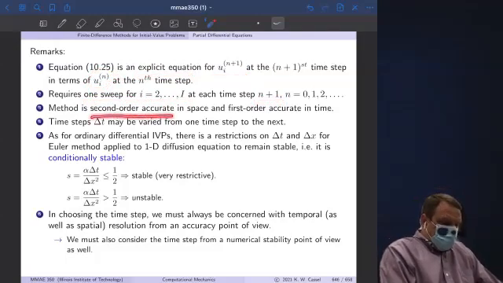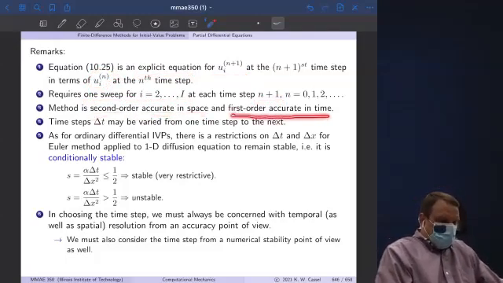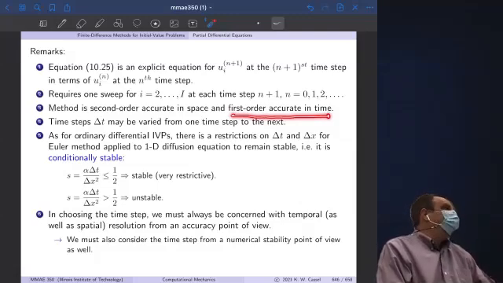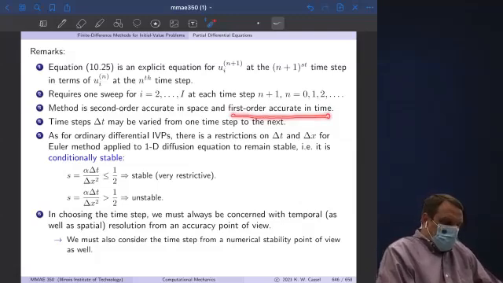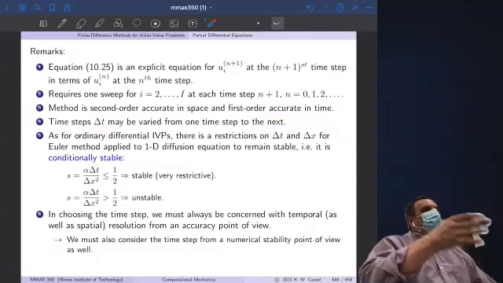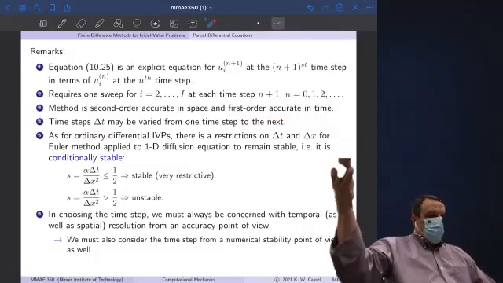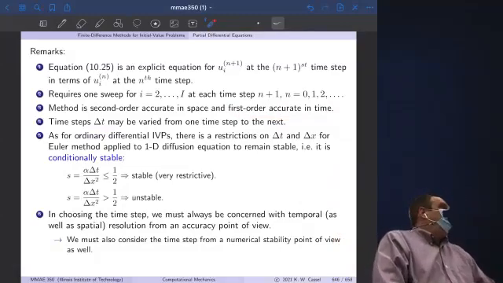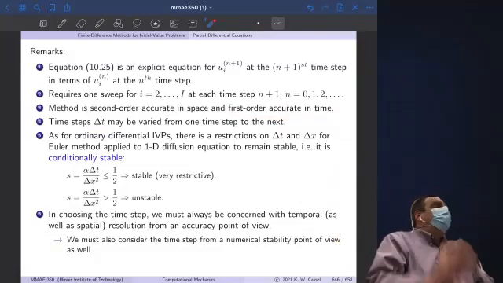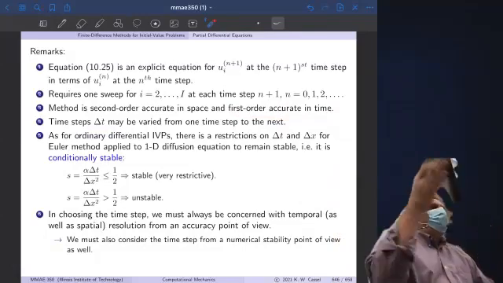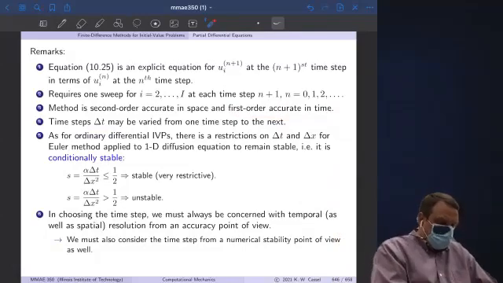It is second order accurate in space and first order accurate in time, based on the accuracy of the finite difference approximations that we used for the time and the space derivatives. We can vary the time step as we go from one time step to the next because it's still a single step method. So we don't need to worry about what was the solution at previous time steps, so we can change the time step as we go. So if, for example, we see that the solution's changing really rapidly in time, maybe I should take smaller time steps, or if it's not changing as rapidly in time, maybe I can take bigger time steps and save some computational time.